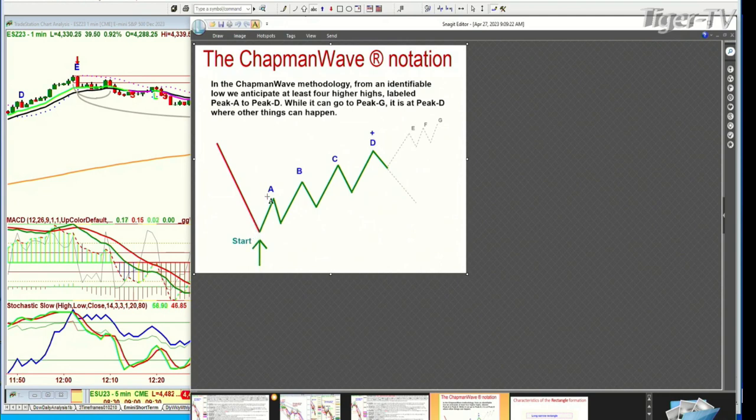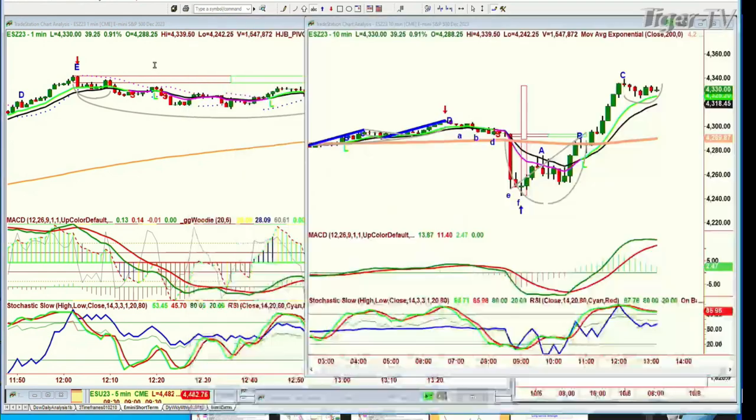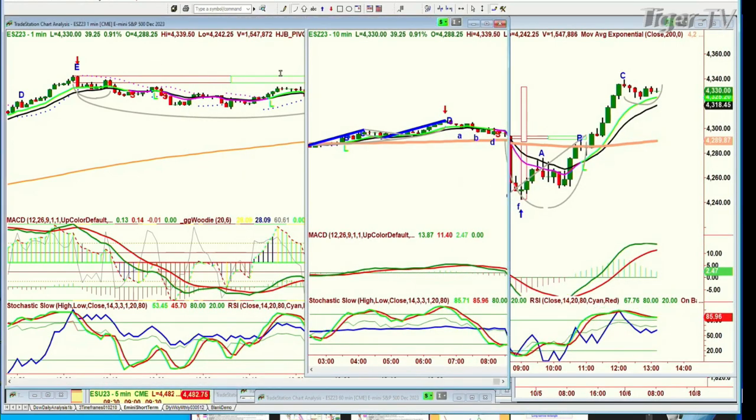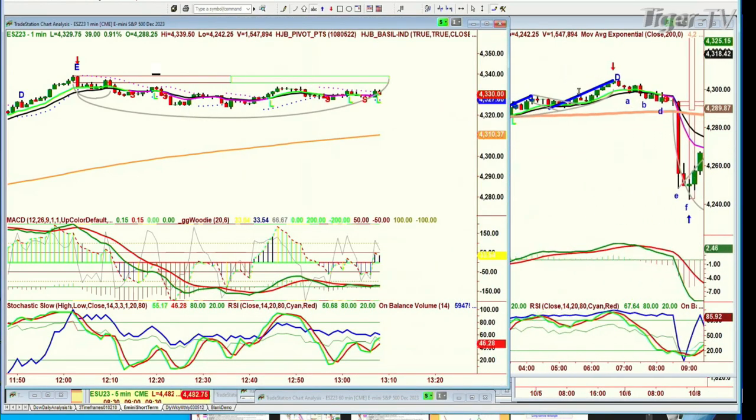From that, you count each successively higher peak, alphabetized, uppercase on the way up, A, B, C, D, E, F, G. But it is never an H. But at D, other things can happen. It can go to an E, F, but D is where you start to look for some kind of turnaround. You can see in the big picture right here, see that E.